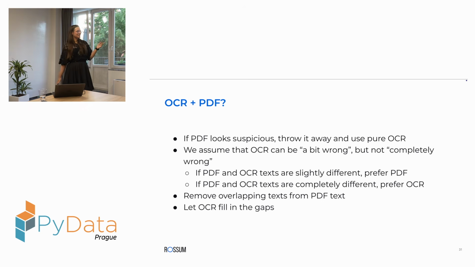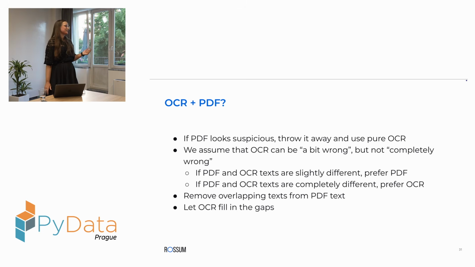So what works for us is that we compare the PDF text to the output of OCR, and we assume that OCR can be a bit wrong, but not completely wrong. So if those texts are a little bit different, we assume that OCR made some error. And if they are completely different, we assume that it's the PDF that is broken. And that usually works very well. No, it's not 100%, but it's better than any solution that we had in the past.